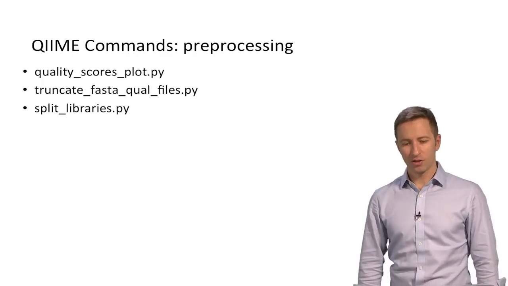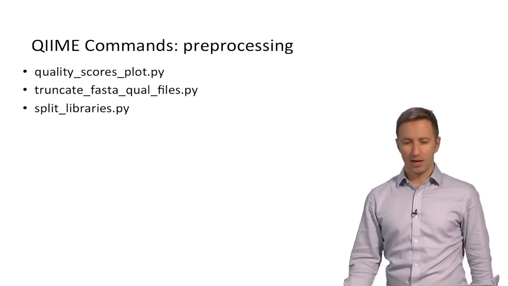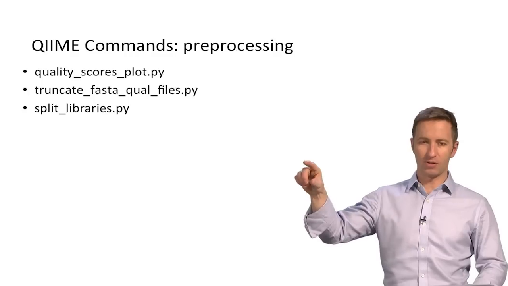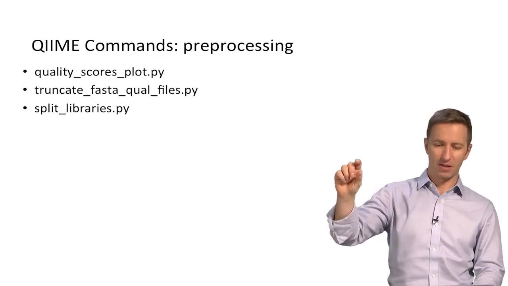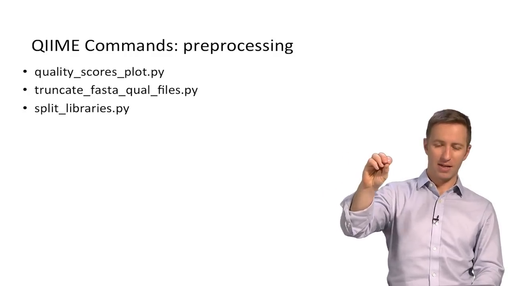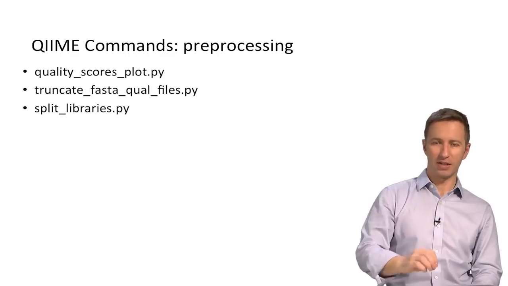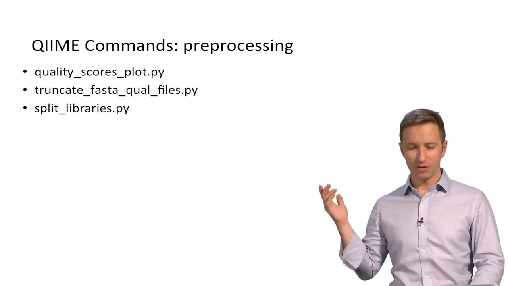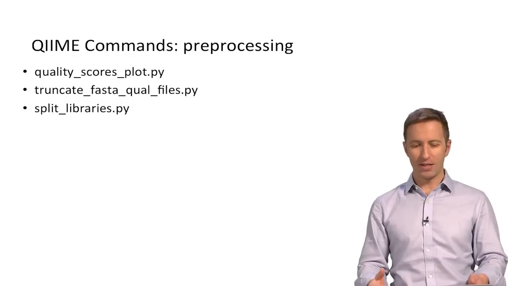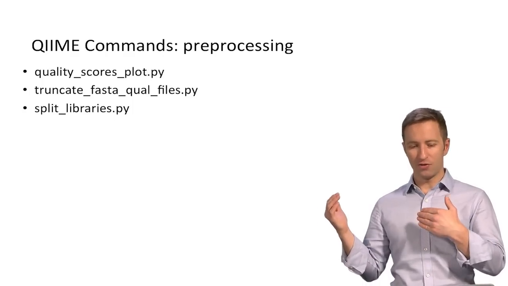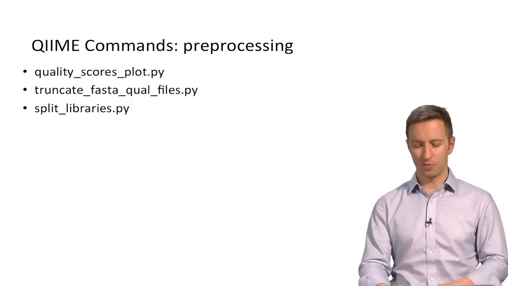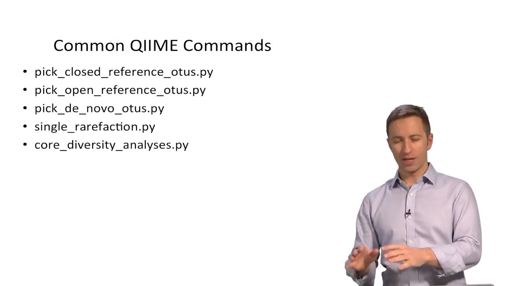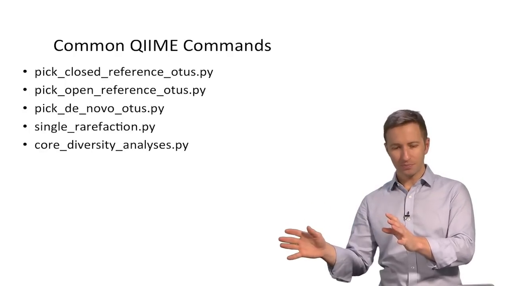So, typical Qiime commands for pre-processing the data. I like to run quality scores plot. This will just let you see what the quality of your sequences is as you move along from the beginning of the read toward the end. You can use that to truncate the sequences manually using truncate fasta qual files. And then if your data are still multiplexed, you can use this split libraries command. That's where it uses the barcodes to separate the sequences. So that's kind of what I think of as pre-processing.